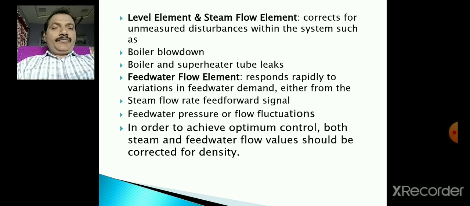And the feed water flow element responds rapidly to variations in feed water demand, either from the steam flow rate feed forward signal, or feed pressure or flow fluctuations. So the feed water flow element responds to the variations in feed water demand, so that these flow fluctuations, pressure fluctuations and steam flow rate fluctuations can be corrected. In order to achieve optimum control, both steam and feed water flow values should be corrected for density.